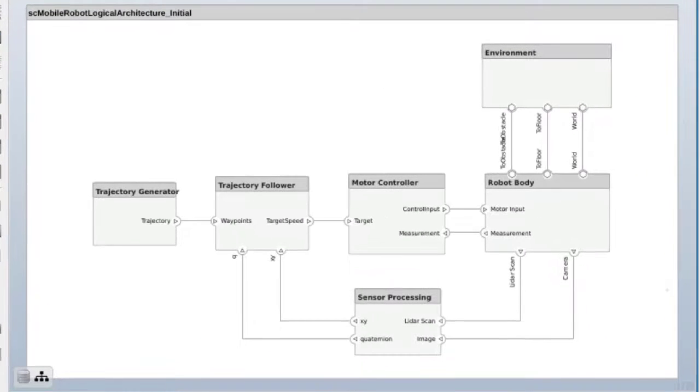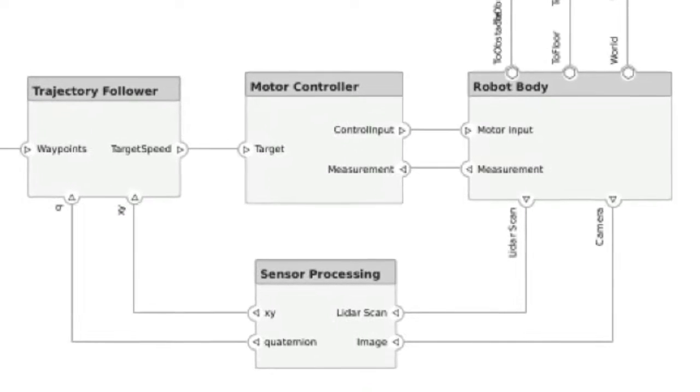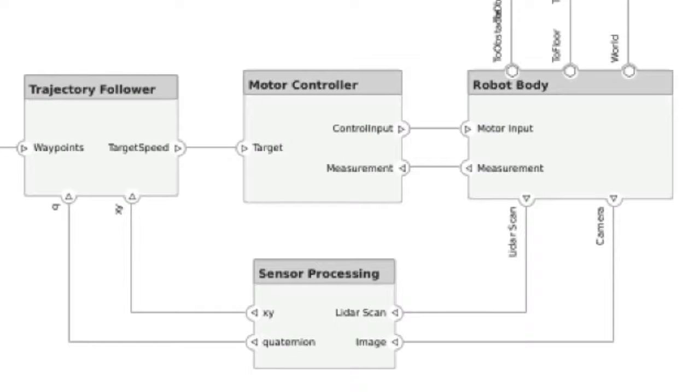Let's begin with a logical architecture model which will describe the behavior of a mobile robot system that can follow a trajectory while avoiding obstacles in its path. In this design, the robot body communicates with the motor controller to receive trajectory information while sending out LiDAR and camera data to a sensor processing component for obstacle avoidance.